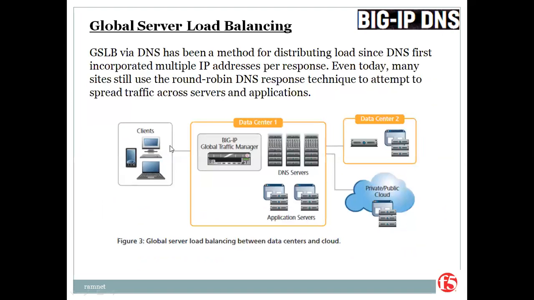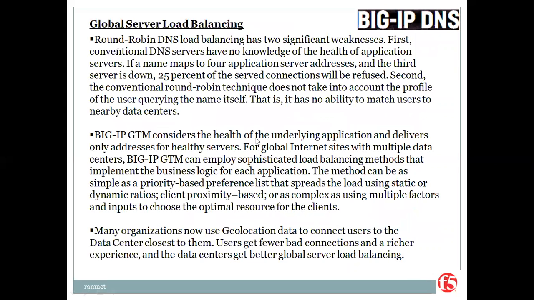Global server load balancing comes like this. The clients are coming into the data center. This is data center 2, and it can go to the public cloud also. DNS servers are here, application servers are here. Here sits the global traffic manager. When a client puts in a query, it reaches the traffic manager, GTM, first. Sorry, it forwards the traffic to the DNS servers, which then point back to the application servers, or it may talk to the second data center, or it can talk to the public cloud also. Like global server load balancing between data centers and cloud. So this is GSLB. Now, how does it work?